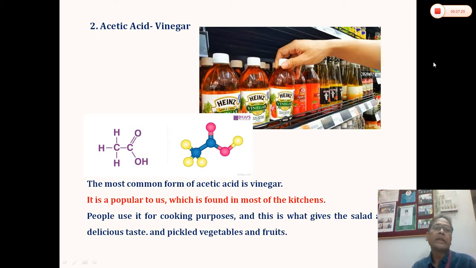Then acetic acid. Acetic acid is a common acid which is present in vinegar. It is popular to us, which is found in most of the kitchens. People use acetic acid in terms of vinegar for cooking purpose, and that is what gives the salad a delicious taste, and we are preserving pickled vegetable pickles and fruit pickles because of the acidic nature of vinegar.